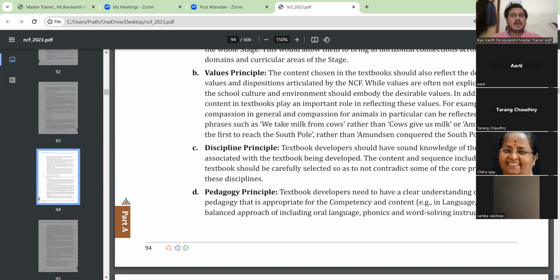While values are often not explicitly taught, the school culture and environment should embody the desirable values. Apart from textbooks, the school culture and school environment should think about these values and incorporate processes. In addition, the content in textbooks plays an important role in reflecting these values. The content which is given in the textbook should reflect the values of chapter 1.